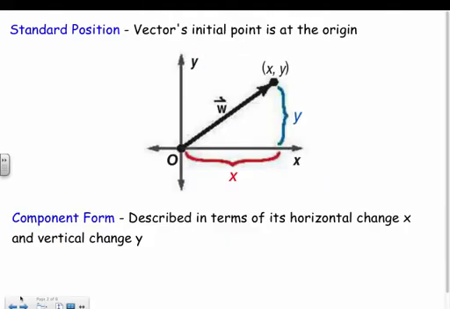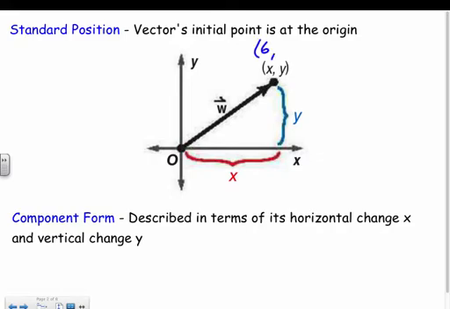So first thing we're going to do with our vectors, we're just going to write them in component form is what we call it. So a vector's initial point, in this case, is at the origin. That's what we call standard position, right? And it's going to move around. To write it in component form, all we got to do is we tell how much the x changed and how much the y has changed.